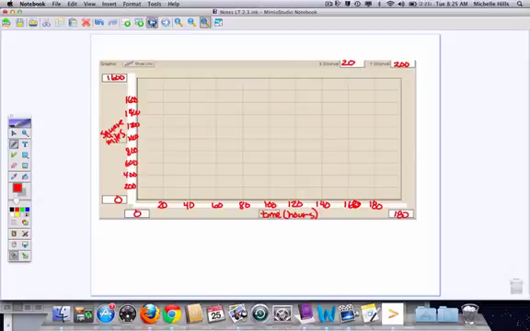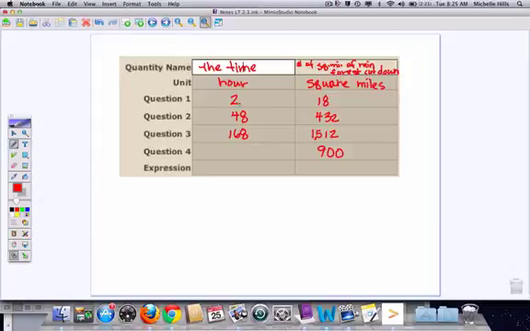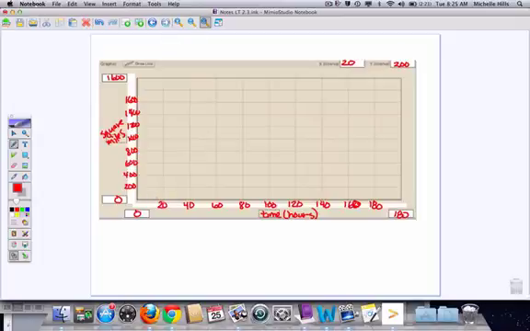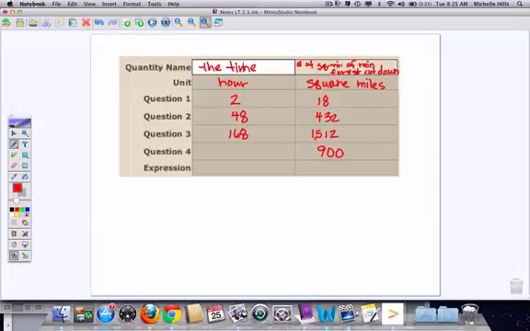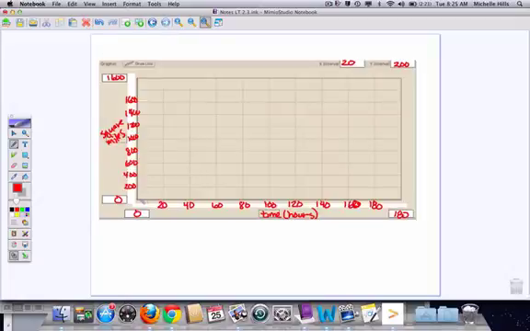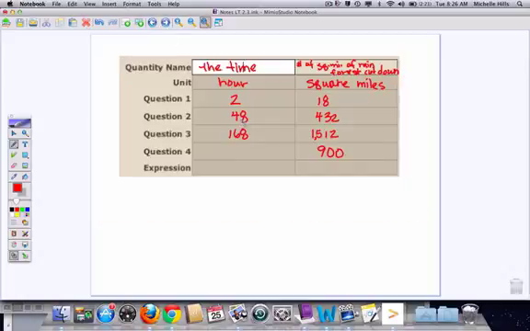Now I'm going to plot the points that I have. The time on the x-axis is 2, and the number of square miles is 18. So if this is 20, 10 would be halfway, 5 would be half of that, 2 is going to be less than half of that, and 18 is, so this is going to be really close to the origin, because 18 compared to 200 is very small. And then 48 and 432.